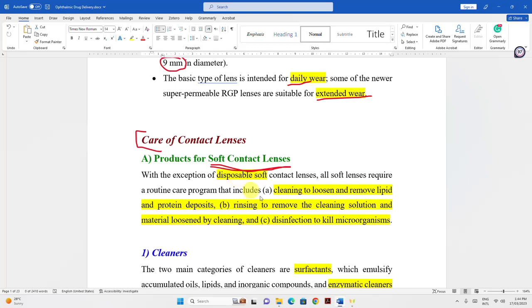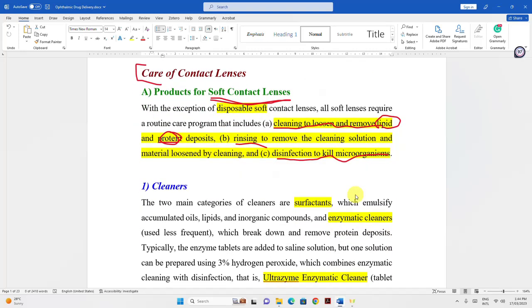For the soft lenses, not the disposable one, you need a solution to clean and loosen the lipid and protein deposits on the soft lens. You want to loosen them, then you want to rinse them to remove these loosened lipids and proteins. And you want to disinfect them to kill any microorganisms. That's what you need for soft contact lenses.